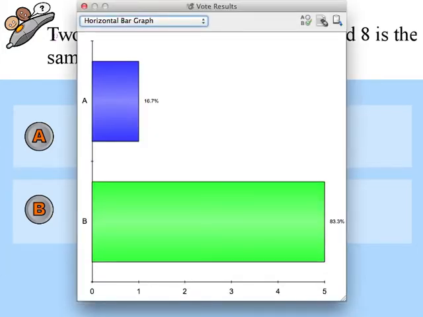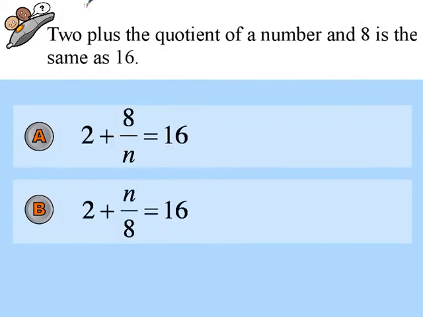The answer is B. Now the thing here is that everybody's got the 2 plus, that's fine. Quotient implies you're going to divide. So we know we've already got a fraction. It says a number and 8. The first one listed always goes on the top. Since it said a number first, that means n goes on top, 8 goes on bottom. If it would have said the quotient of 8 and a number, that's when you would have had the 8 on the top and the number on the bottom.